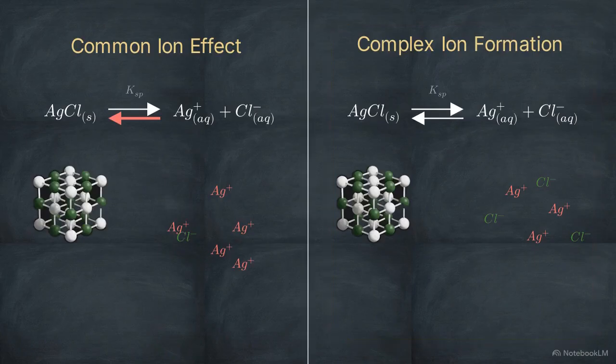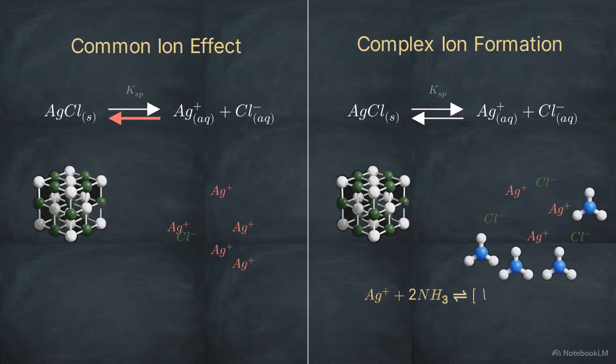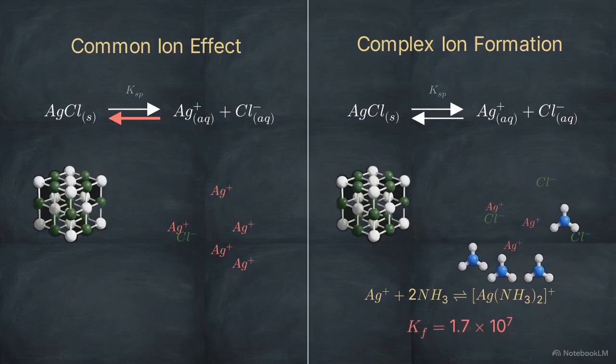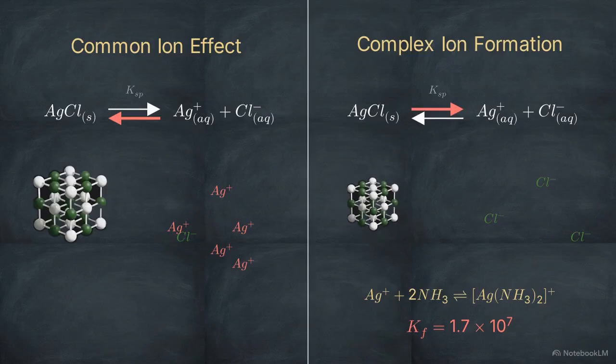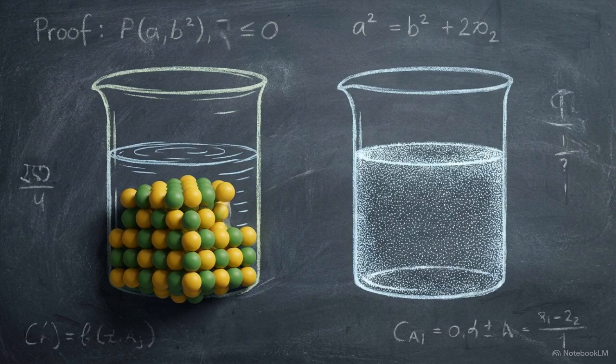undissolved. We can apply the exact opposite pressure through complex ion formation. Watch the right side of the screen. By adding a highly reactive ligand like ammonia, we introduce molecules that actively bind to the free silver ions via coordinate covalent bonds. This secondary reaction has a massive formation constant. It acts as a thermodynamic vacuum, rapidly draining the pool of free metal ions. To replace them, the primary dissociation reaction is violently dragged to the right, dissolving far more solid than pure water ever could. A chemical's solubility is a highly flexible parameter.